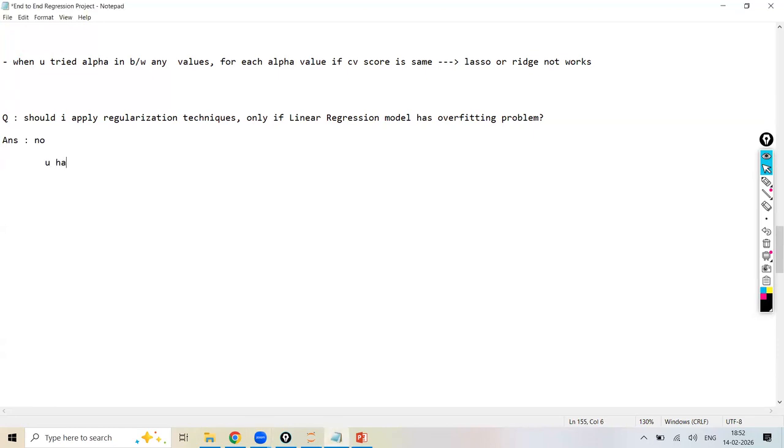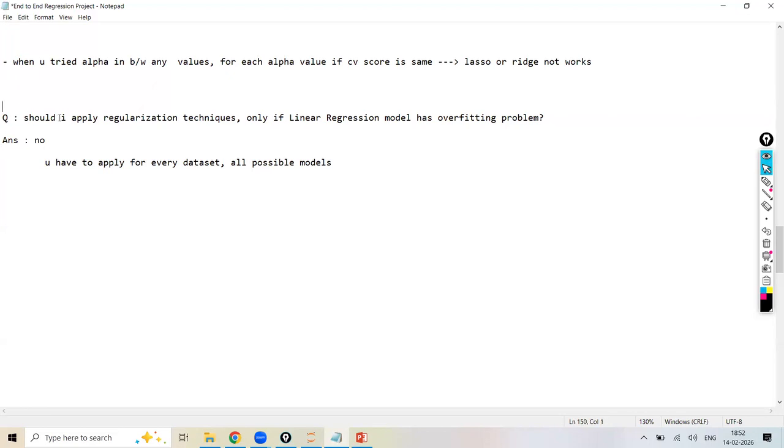You have to apply, for every data set, all possible models. How many models are possible? Every model you have to apply. Our ultimate goal is to get the maximum accuracy. We don't know in which case we are going to get it. We cannot say that only in these cases it will work. So the answer is very simple.